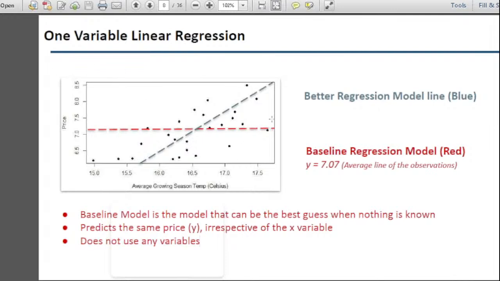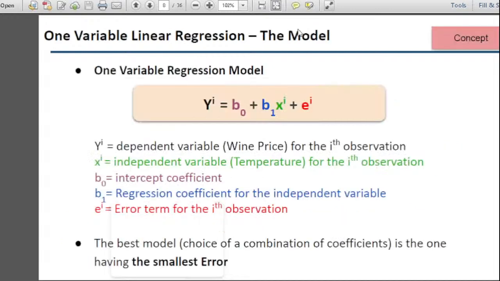Now, we'll see what changes we make so that we are able to improve this model and make it from the red line to the blue line, which is the best regression model. That is what our purpose is. That is what we do at the back end, because R will not show this on the front. R will just give you the answer. But what is happening at the back end, we are discussing that.